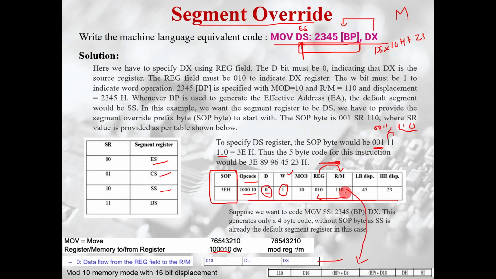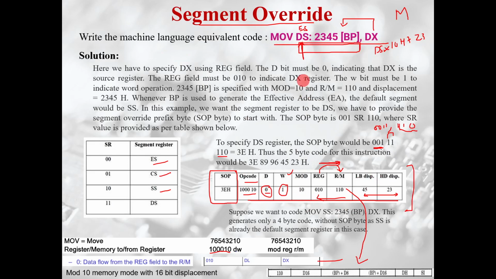So once you have written 110 here, obviously the microprocessor would expect 16-bit information in the next two nibbles, right? So first you place the lower nibble and then the higher, okay? So this 45 comes here, and 23 comes here. So this is the opcode for this particular instruction.